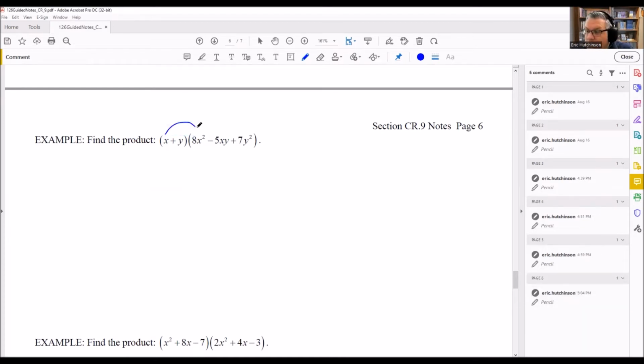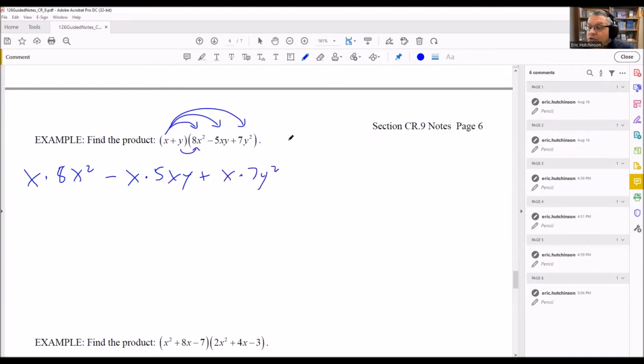So first thing we have here is x times 8x squared. I'm going to simplify this down in the next step. Then I have x, and this will be a minus because there's a minus in that second term. I have x times 5xy, and then I have a plus x times 7y squared.